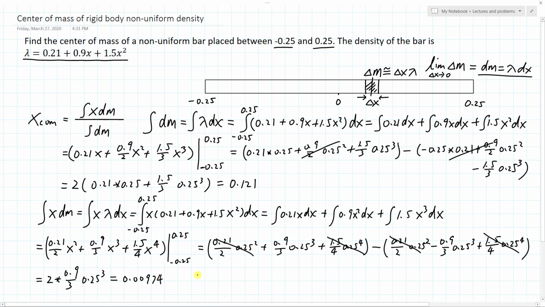Okay, so now the final answer, the center of mass, is the division between these two, so 0.00974 divided by 0.121. And that answer is roughly 0.078 meters.